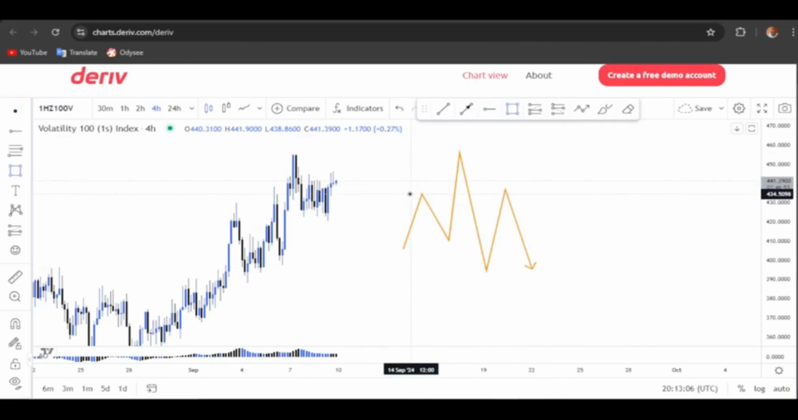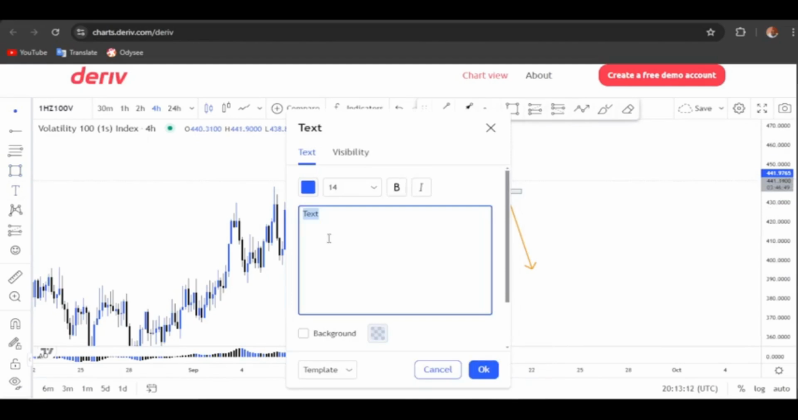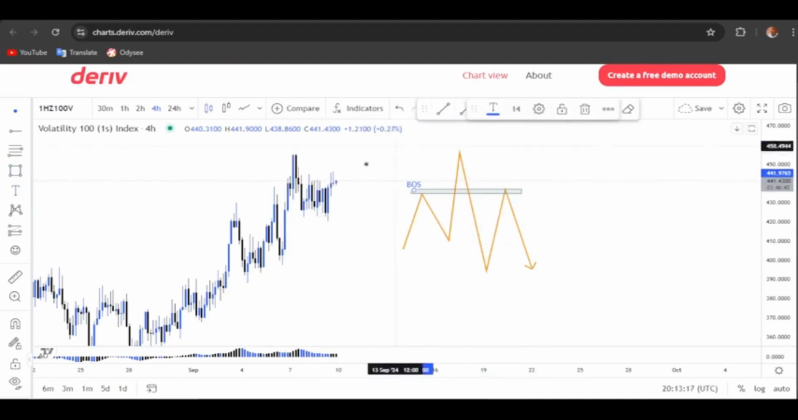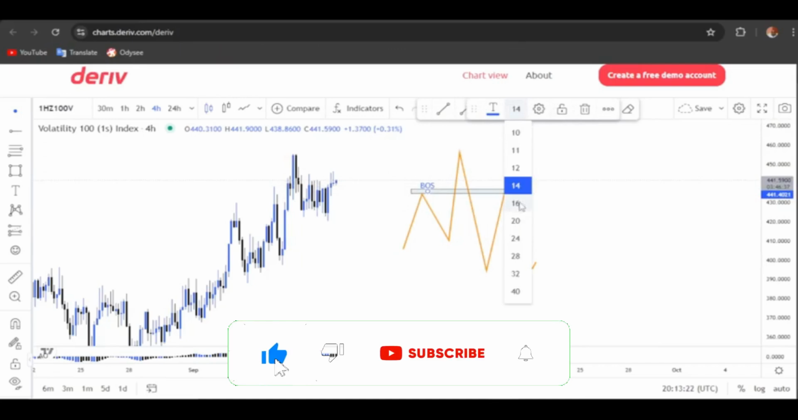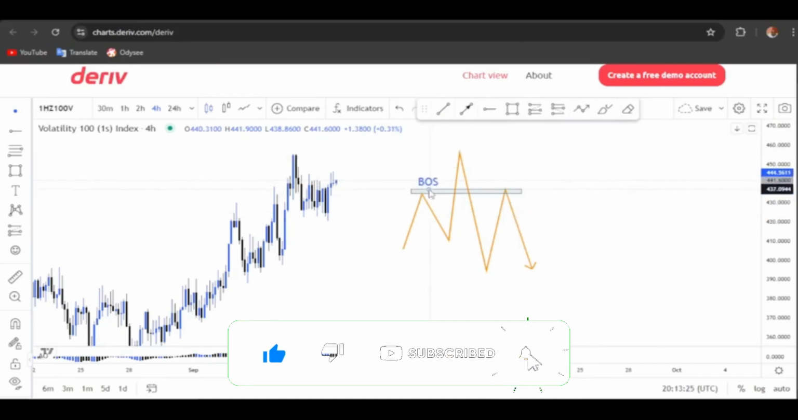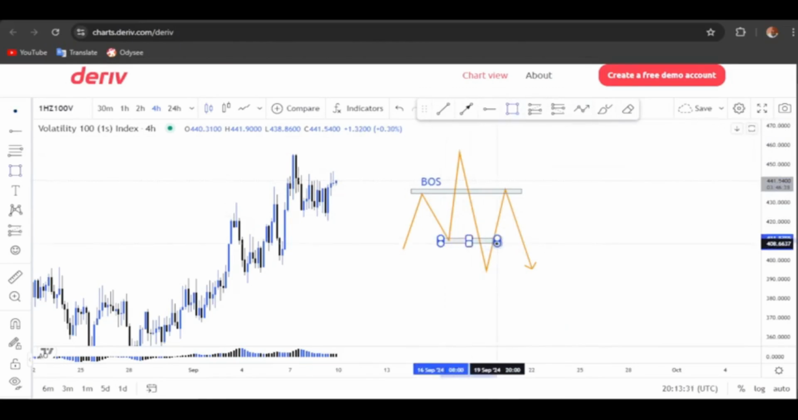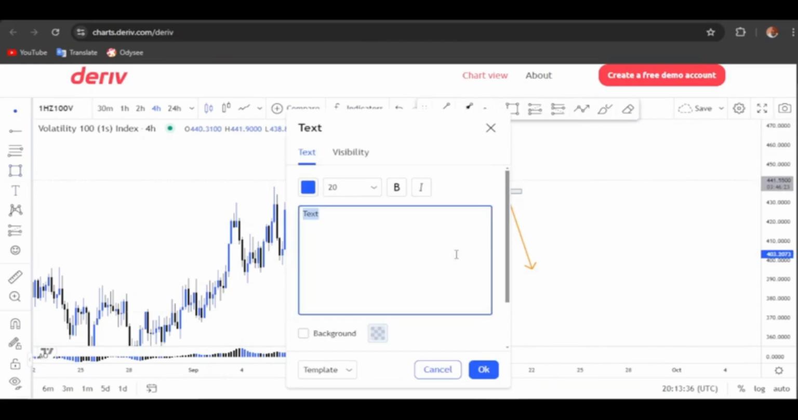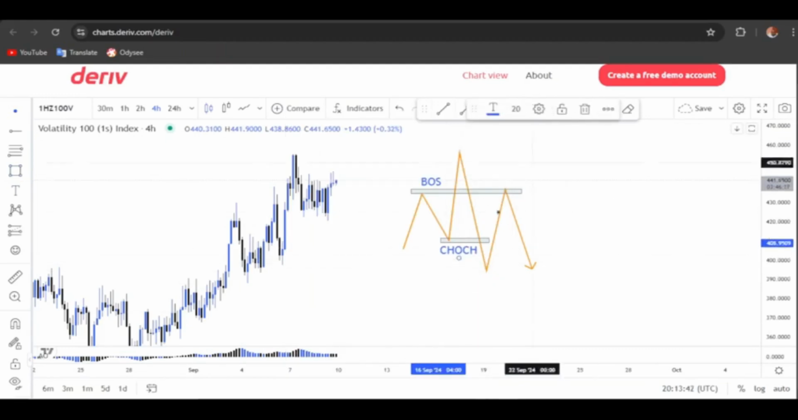So we have this level, this is our break of structure, our BOS. The market breaks this level over here. Let's increase this a bit so you can see. So we have our BOS, and then we have our change of character over here. Then we're going to trade at this level.